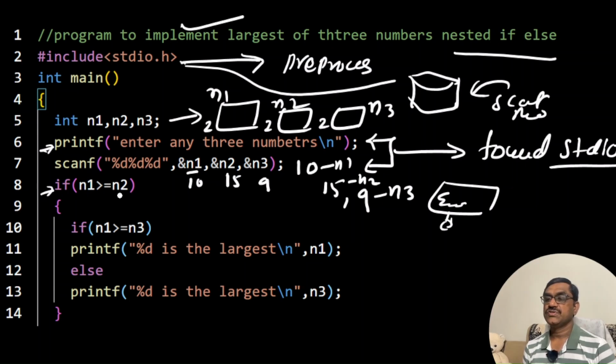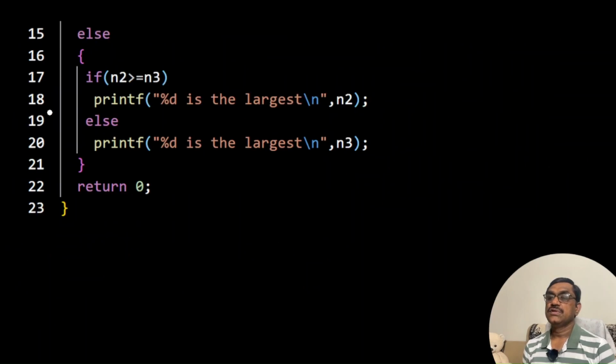Now come to the if condition. N1 value is 10. Is 10 greater than or equal to n2, which is 15? No, the condition is false here. When the condition is false, this outer block is not executed. Now you have to move to the else part of the outer if. This is the else part of the outer if.